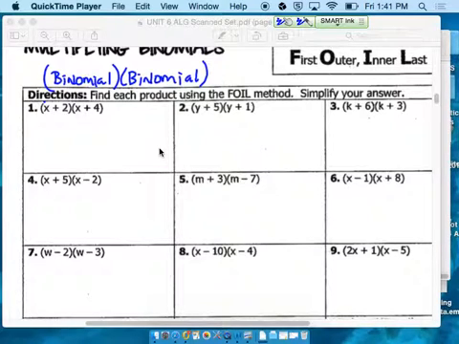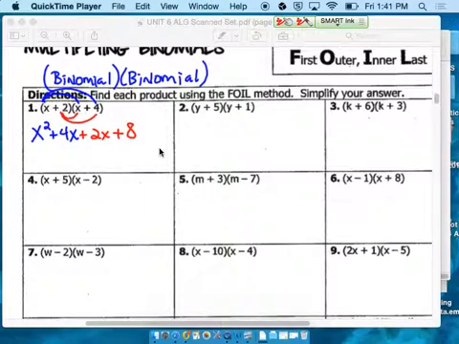So I'll start here with the first x, and I need to multiply the first x by the x in the second expression. So that gives me x squared. And then I multiply x into the 4. So that gives me 4x. And then I look at the second term, I come back to the first binomial, and I look at the 2, and I multiply 2 times x. And then I multiply 2 times 4.